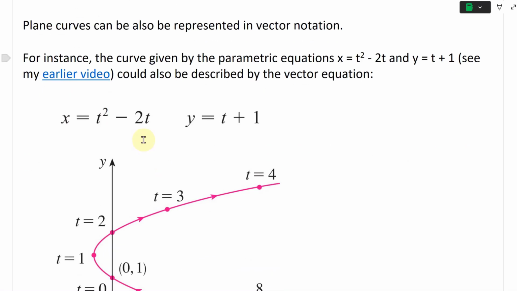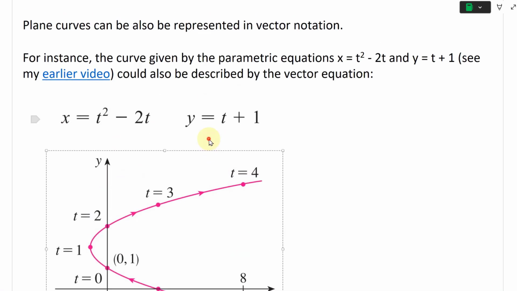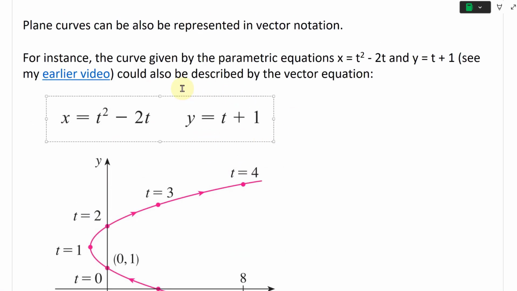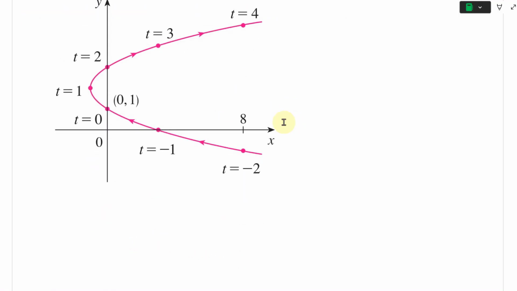See my earlier video, and here are screenshots from my calculus book notes on it. This can also be described by the vector equation. First, let's recall my earlier video. This is x equals t squared minus 2t, and y equals t plus 1. If you graph it out, it looks like this and goes from here all the way up like that, just a horizontal parabola.